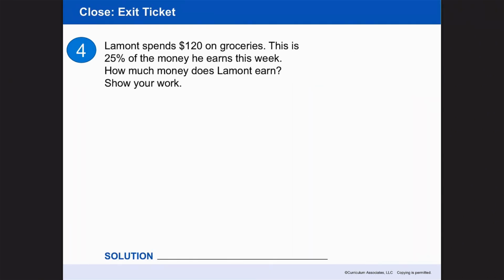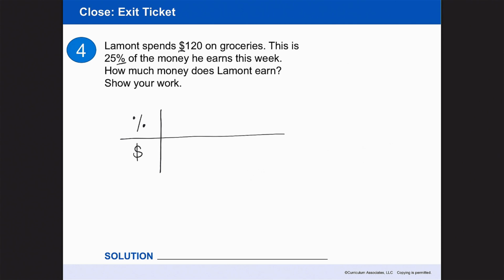And finally, our last question here. You guys know the drill. We're going to be making ourselves a ratio table. We are comparing percent with money on groceries. So I'm just going to put a dollar symbol. That way I don't have to write out some big long words. Okay. And let's go ahead and read our problem.